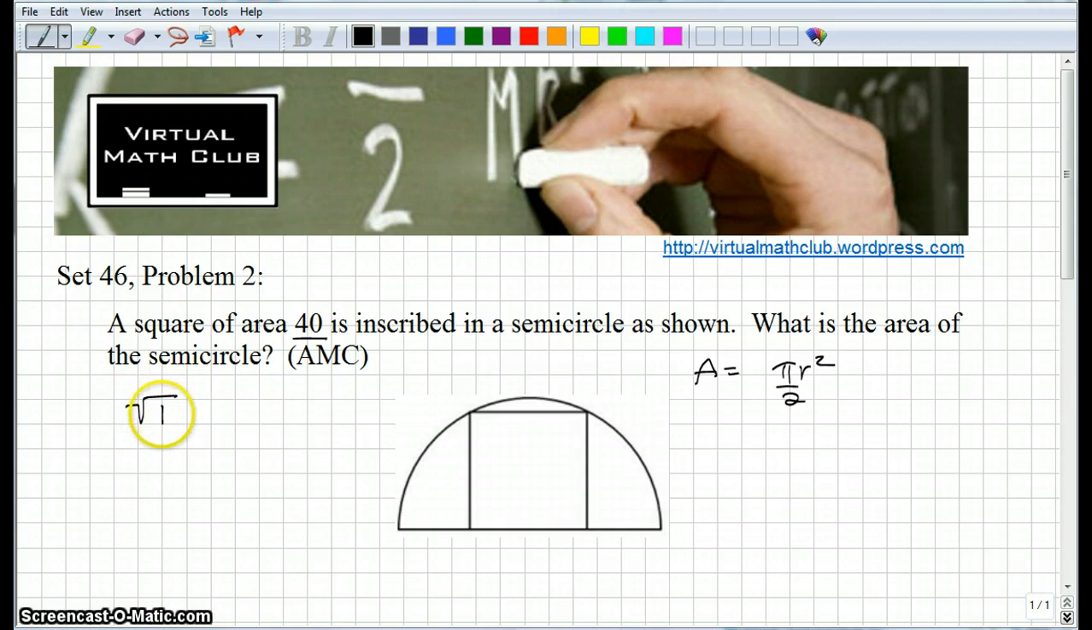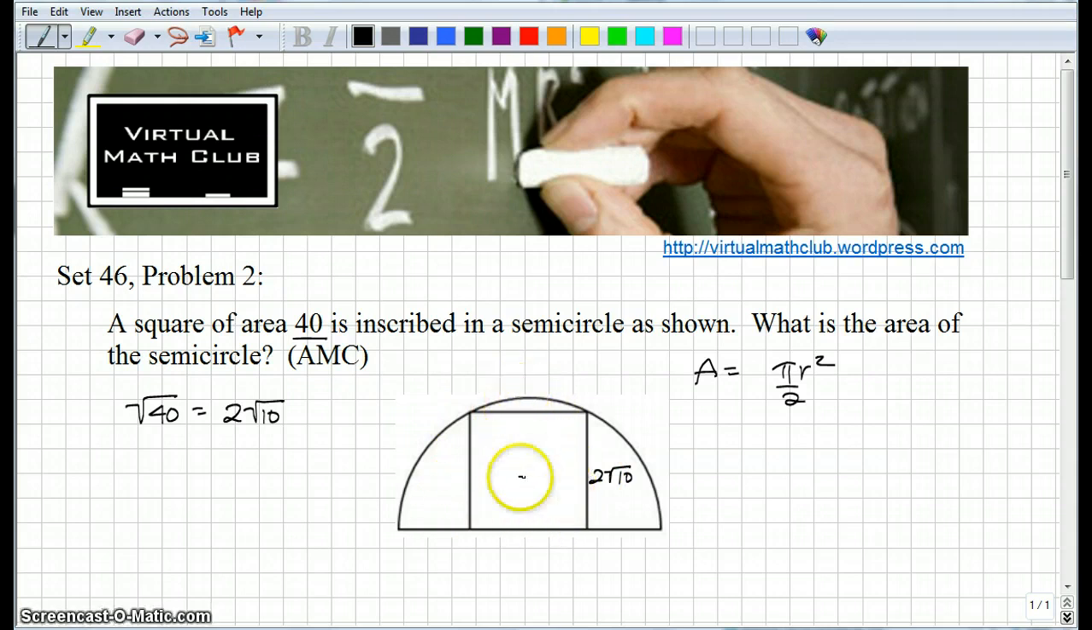The square root of 40 is equal to the square root of 4 times 10, which is 2 times the square root of 10. Okay? So I know that the side length of this square is 2 times the square root of 10. Okay? And I know that's the same for all of these sides.